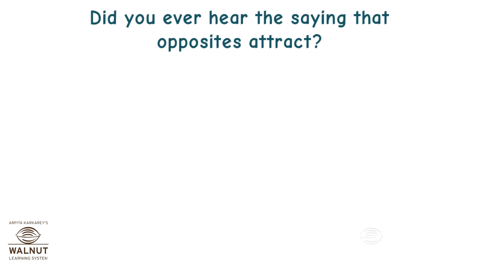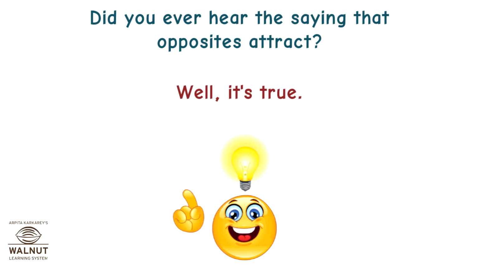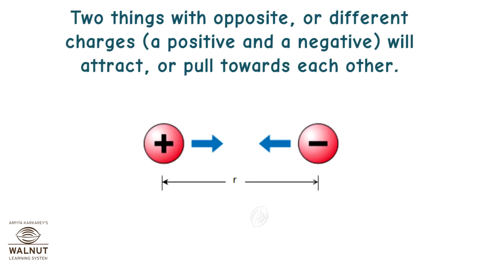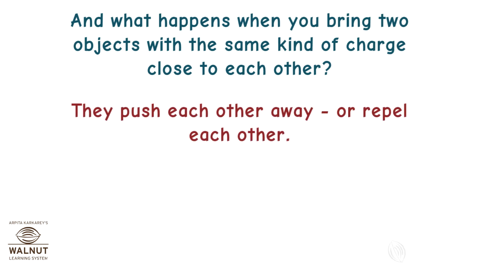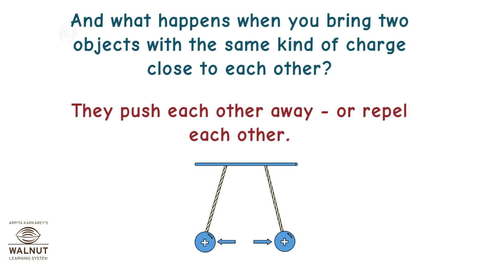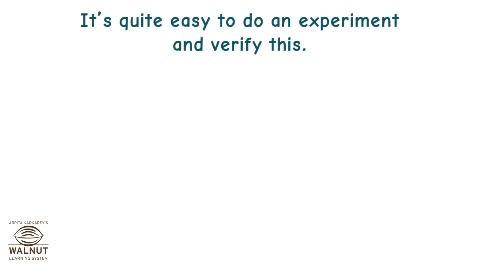Did you ever hear the saying that opposites attract? Well, it's true. Two things with opposite or different charges, a positive and a negative, will attract or pull towards each other. And what happens when you bring two objects with the same kind of charge close to each other? They push each other away or repel each other. It's quite easy to do an experiment and verify this. Let's do it.